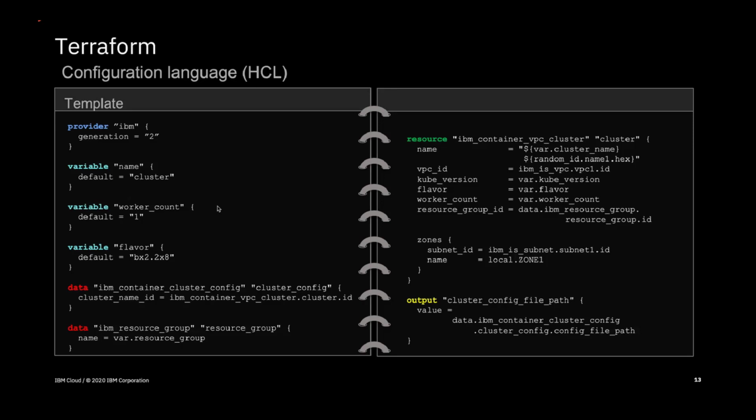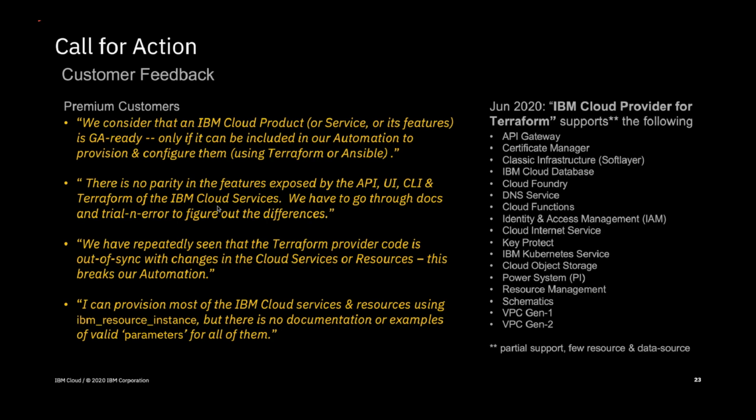Without going into too much detail, I want to share a little bit about what our customers have said. We'll start with some good. They've said that they consider the IBM Cloud product, whether it's IKS or VPC, whatever it might be, to be GA ready only if it can be included in our automation to provision and configure them using either Terraform or Ansible. Not to say exactly who this client is, but just to be frank, this is one of our biggest banking clients right now.